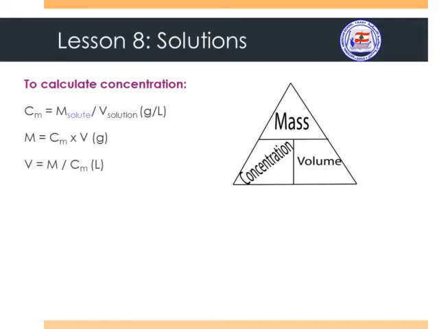Finally, we learned that we can calculate the concentration of a solution by using the following triangle. So the concentration is equal to the mass of the solute divided by the volume of the solution. And usually we take the mass in grams and the volume in liters.